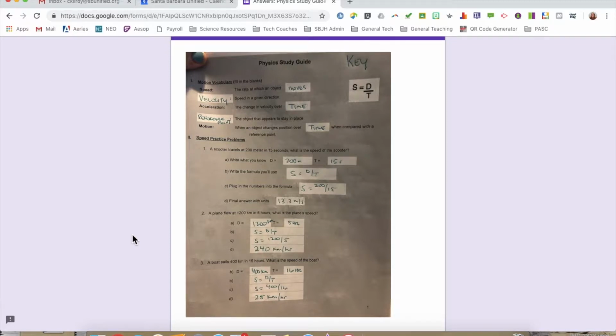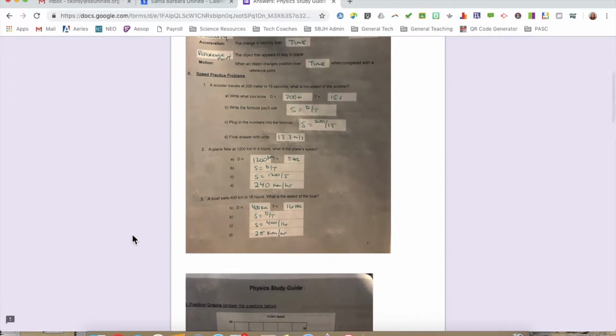The reference point is the object that appears to stay in place. So in the Ninja Cat video, we looked at the chair as a reference point. The Ninja Cat started before the chair, and we could tell he moved because at the end of the video, he was in front of the chair. Motion is when an object changes position over time when compared with a reference point.